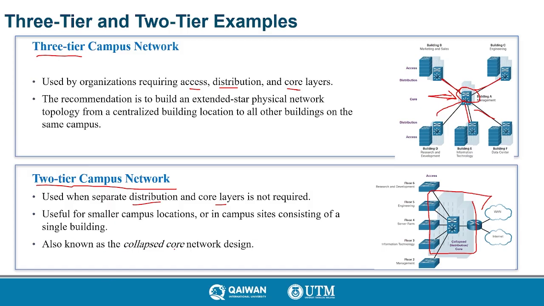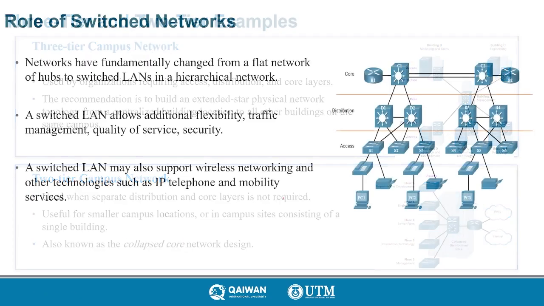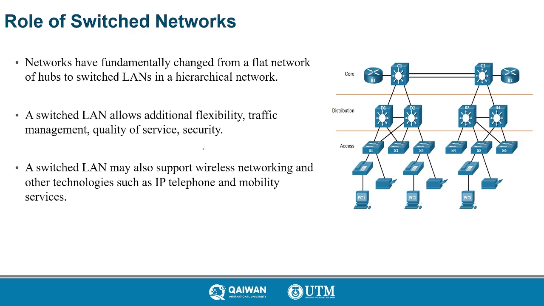Also known as the collapsed core network design. So collapsed core network design, also the two tiers. So these are two terms that we can use for explaining this. Now, the role of a switched network. You see here's access, here's distribution, and here's core. Networks have fundamentally changed from a flat network of hubs to switched LANs in hierarchical networks.